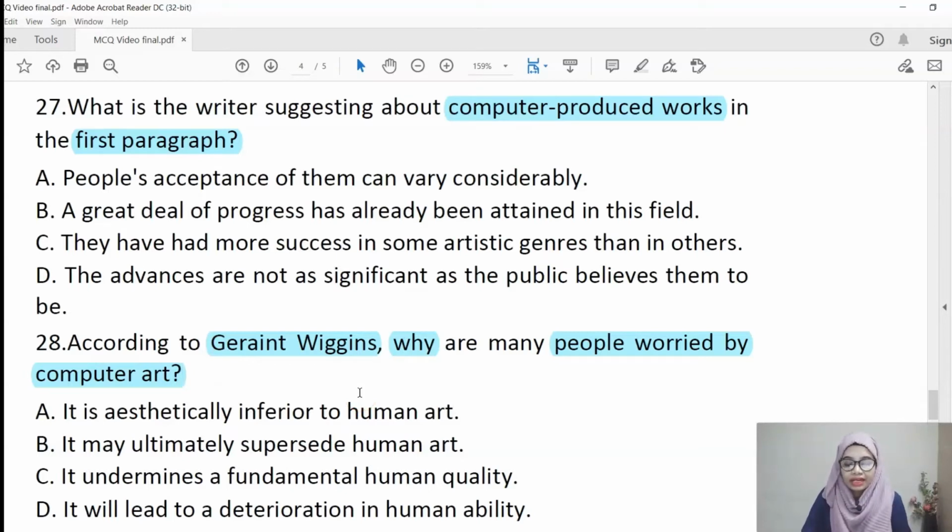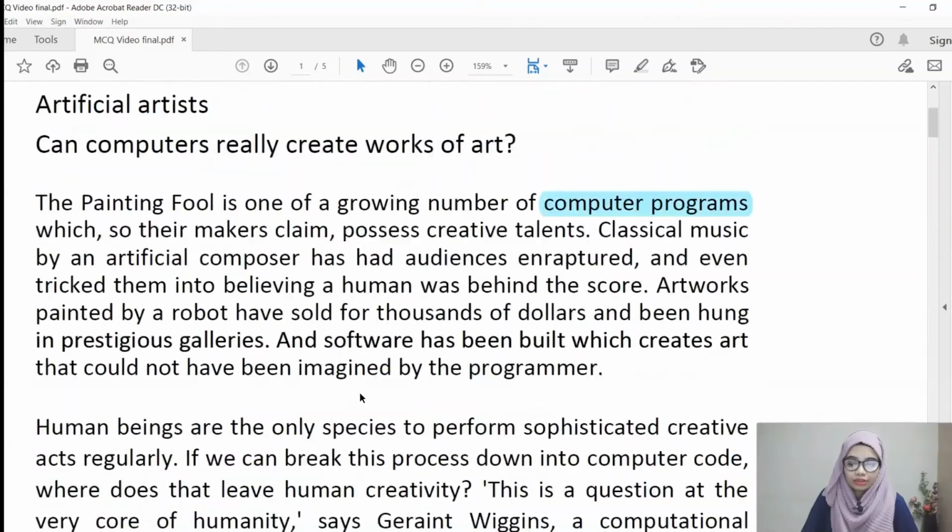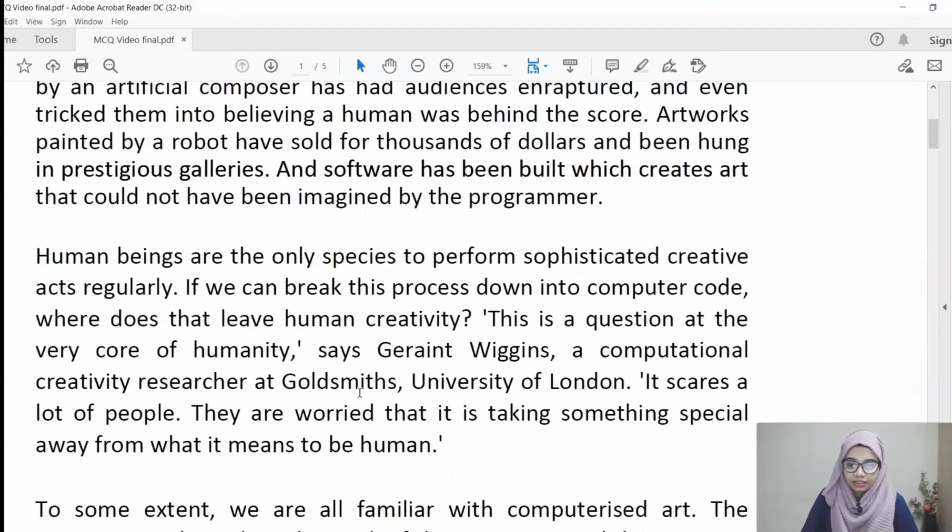So Geraint Wiggins thinks that a lot of people are worried by computer art, and the question wants the reason. Why does he think that a lot of people are worried by computer art? Now, one good thing about the MCQ category is that most of the time, you will have answers in the passage just as the sequence of the question goes. So if 27 was the first paragraph, the next question most probably will be right after that. Not always, but most of the time.